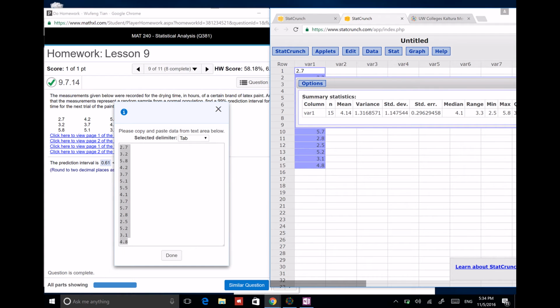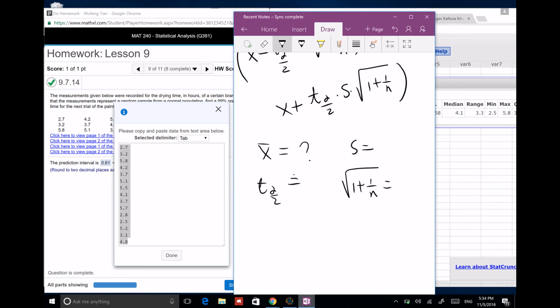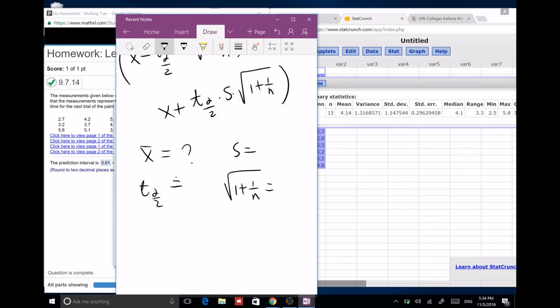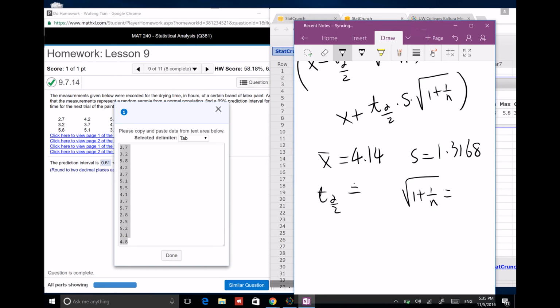So we got the median, range and the mean value. Everything is given. The mean value is 4.14 and the variance is 1.3168. Okay, and t alpha of 2 is not given here, but we can find it.